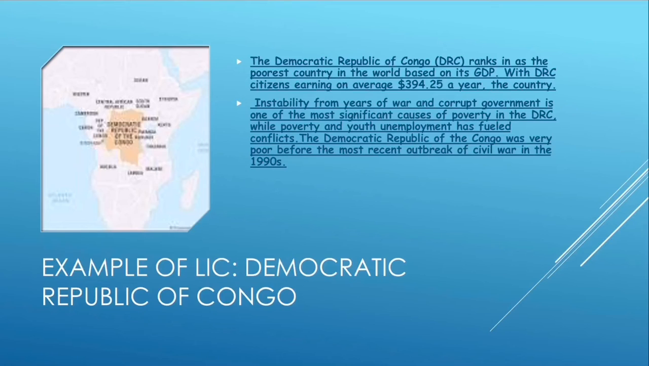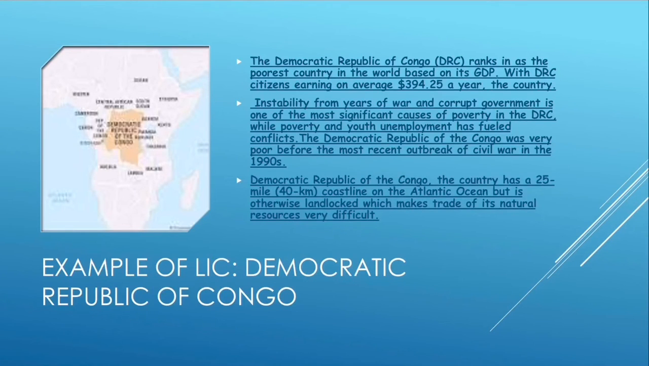Instability from years of war and corrupt government is one of the most significant causes of poverty in the DRC. While poverty and youth unemployment has fueled conflicts, the Democratic Republic of Congo was very poor before the most recent outbreak of civil war in the 1990s. The country has a 25-mile, 40-kilometer coastline on the Atlantic Ocean but is otherwise landlocked, which makes trade of its natural resources very difficult.